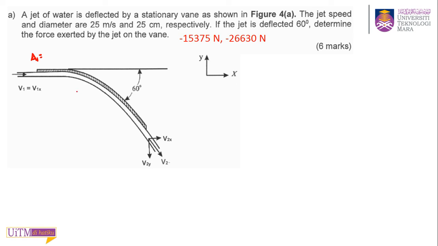If the jet is deflected 60 degrees, this is your angle, determine the force exerted by the jet on the vane. So they ask you to find the force exerted by the jet on the vane. So you have V1 entering, label your V1, and label your V2. So you have two components: V2 cos theta in x, and V2 sin theta in y. The angle here is 60.